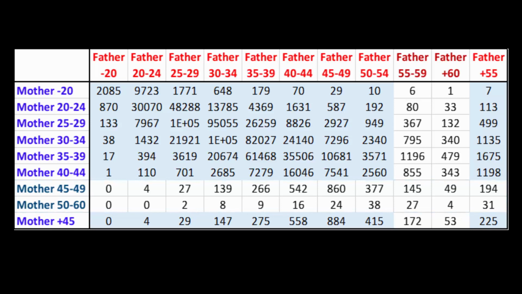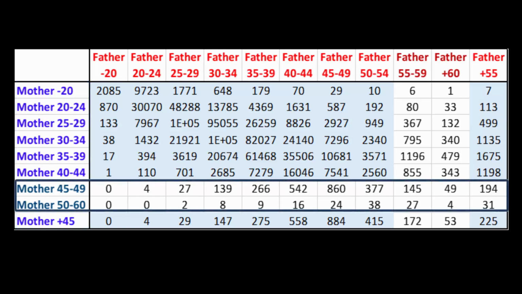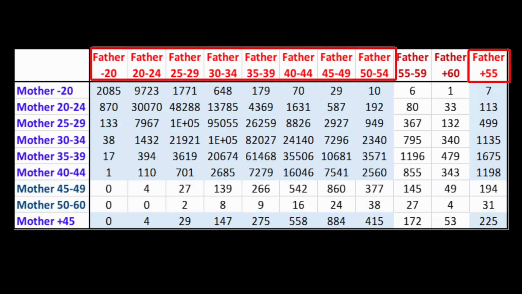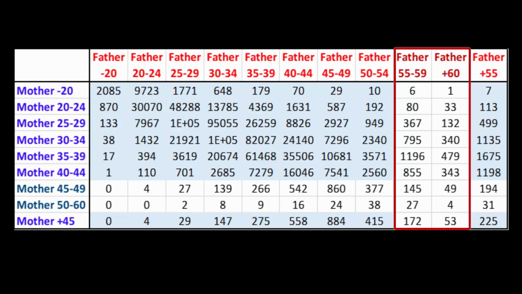over. We're going to use as active categories mother younger than 20, from 20 to 24, up to 40 to 44, and mother 45 and older. We'll use the rows mother from 45 to 49 and 50 to 60 as illustrative categories. Same thing for the fathers. Active categories here are fathers less than 20 years old, up to fathers from 50 to 54, and fathers 55 and over. Illustrative categories are fathers from 55 to 59 and fathers 60 and over.